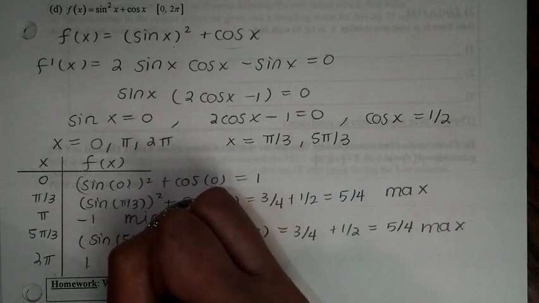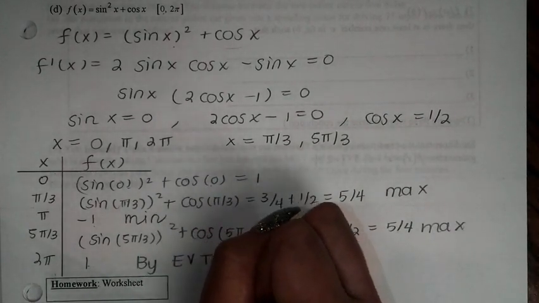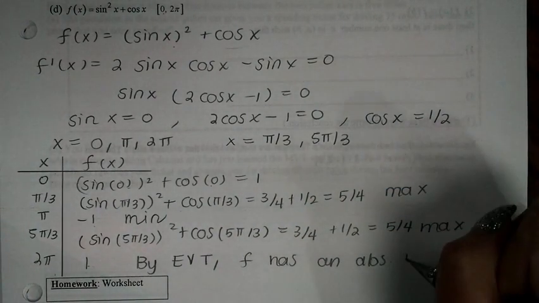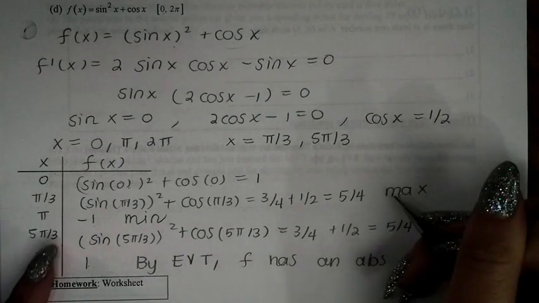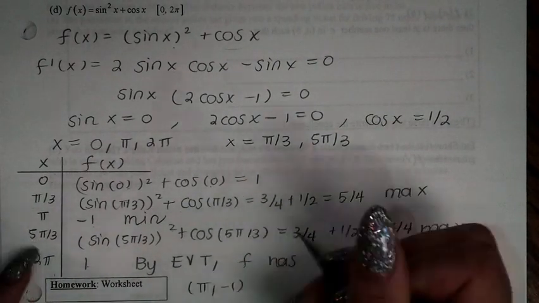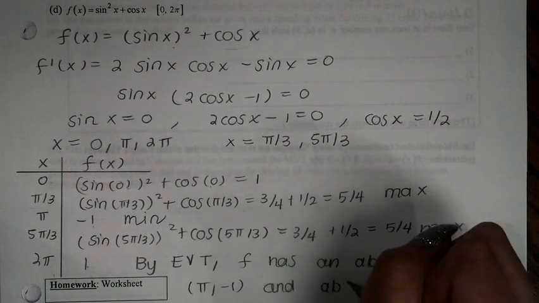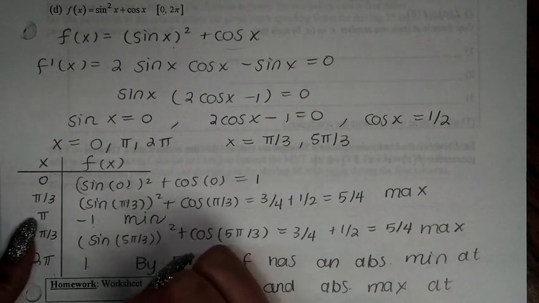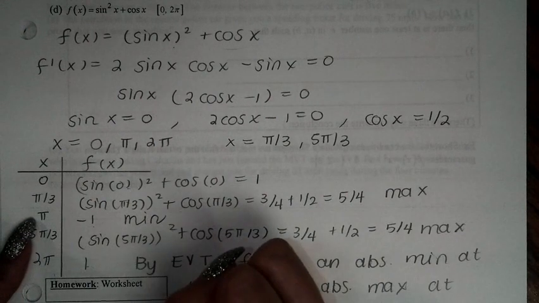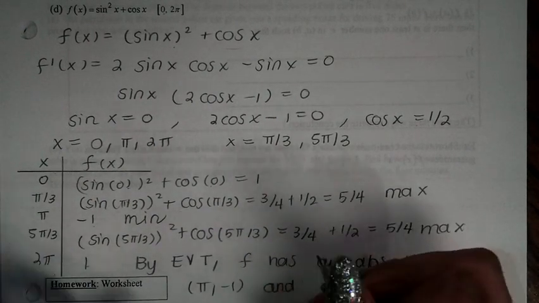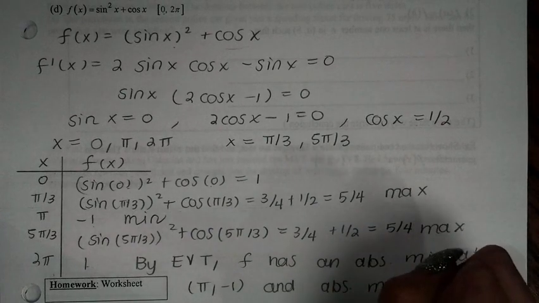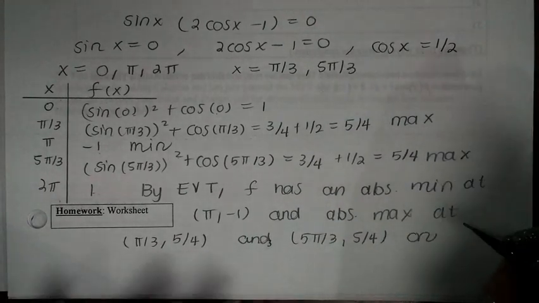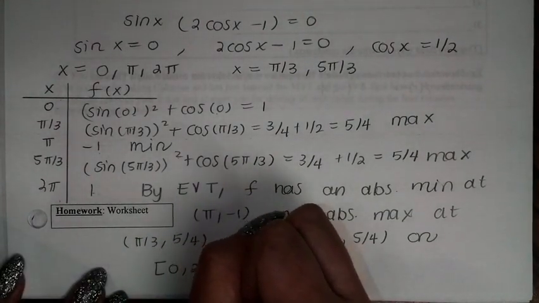So just conclude by the extreme value theorem. What do you have? The extreme value theorem tells you that f has an absolute min at the point (pi, -1) and 2 absolute maxes, right? Absolute max at, what was my first one? (pi over 3, 5 over 4) and (5 pi over 3, 5 over 4). And you are finding all this on the interval 0 to pi.